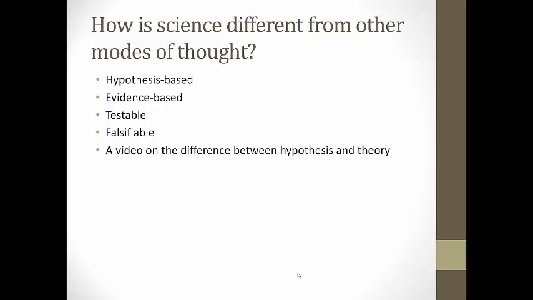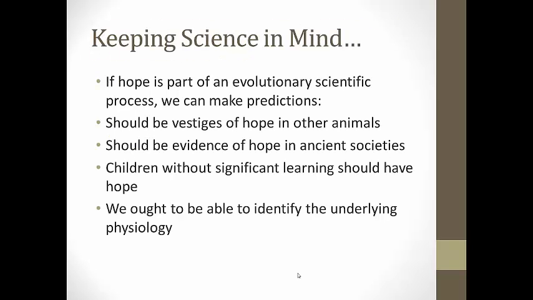Secondly, the hypothesis has to be falsifiable, which means if the idea is untrue, you have to be able to show that it's untrue. And we'll have a couple of videos available to you in the course of doing that exploratory exercise that will hopefully make this all quite vivid. So keeping that science in mind, if hope is truly an evolutionary idea, part of the scientific process, which is amenable to hypothesis testing, we should be able to make certain predictions.